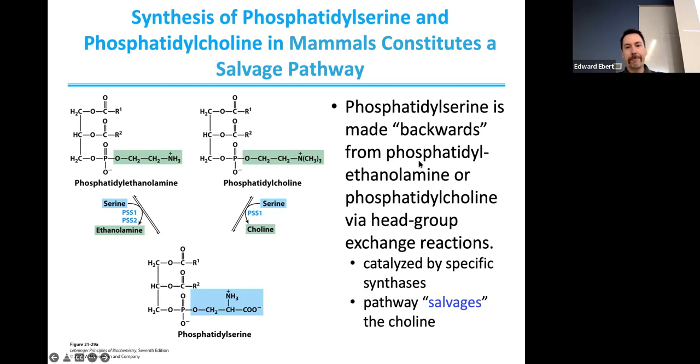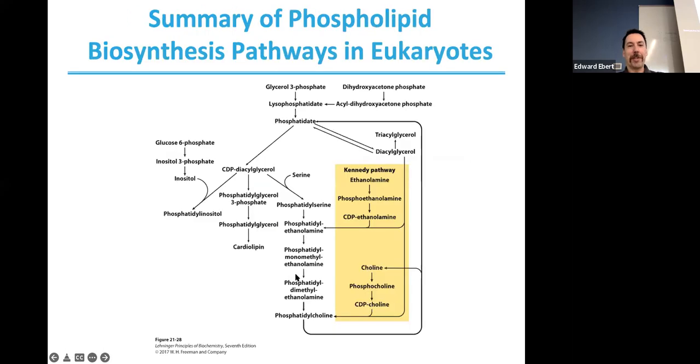It's kind of weird because in mammals, we've got a salvage pathway here where we go backwards from phosphatidylethanolamine or phosphatidylcholine. We just do these exchange reactions, but we're not going to sweat that. I should cut that slide because I don't want to talk about salvage pathways now; we're going to talk about real salvage pathways later, I think in the next chapter.